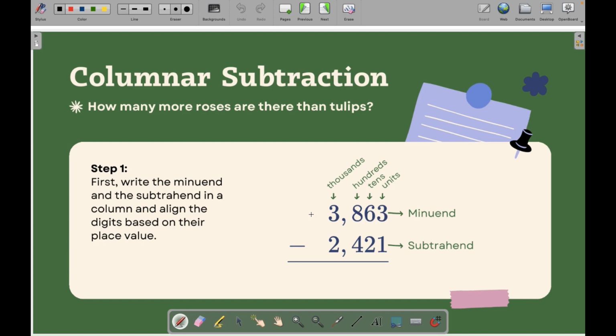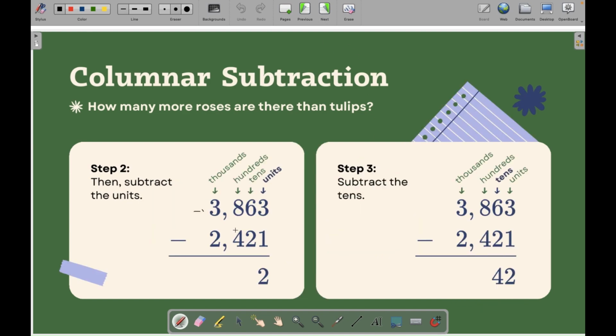We know that the number of roses is more than the number of tulips, so we'll write roses first. Again, there are some terminologies. The number that is usually greater, which we write at the top, is known as the minuend, and the number that we subtract from the minuend is known as the subtrahend. We'll first write the minuend and the subtrahend in a column. Alignment is the same as addition, so we make sure the units digits coincide, the tens, the hundreds, and the thousands digits coincide. Now we start the subtraction process.